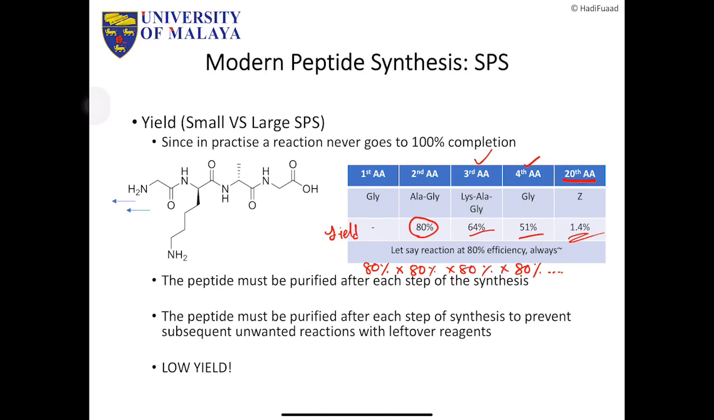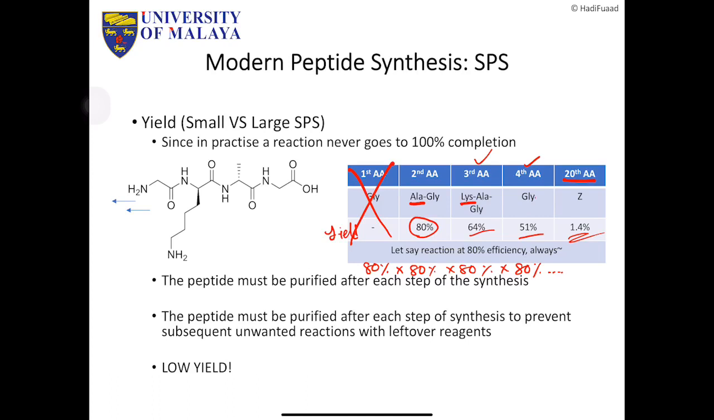There's only 80% of another amino acid coupling to the amino acid that you've already synthesized. So in this case, initially it's just one, doesn't matter. So you add in the first glycine, you get 80% yield, and then you add in lysine there. Now the yield is reduced to a maximum of 64%.